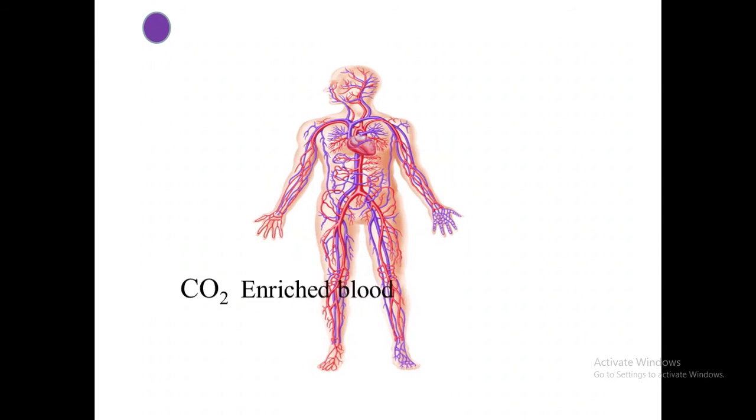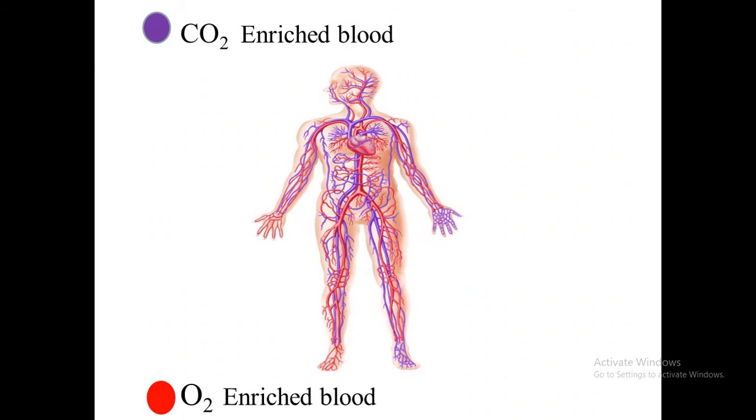Okay, first look at this picture. This blue color is carbon dioxide in the blood, and this red color is oxygen in the blood. So both are present in our body. Can you guess what my today's topic is?